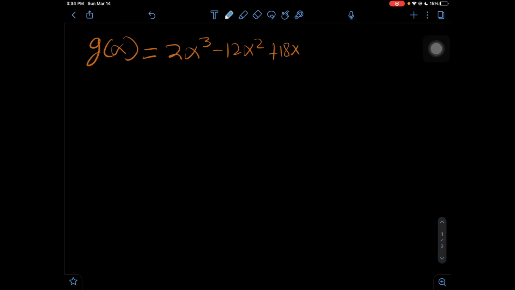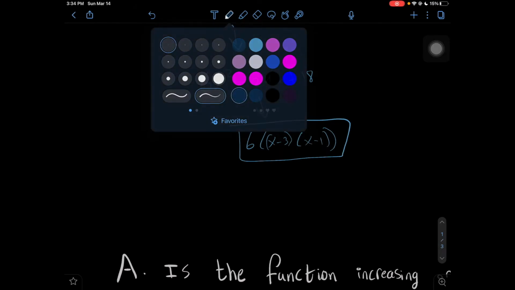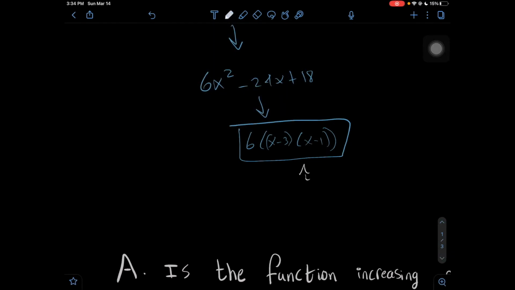So we are going to use the power rule, and we know by using the power rule that our derivative is 6x squared minus 24x plus 18. And we know that we can factor this. So if we factor it, it'll come out to 6 times x minus 3 times x minus 1. Okay, so now that we have our derivative, this is our first derivative. This is basically what we're going to be using for the majority of this video.